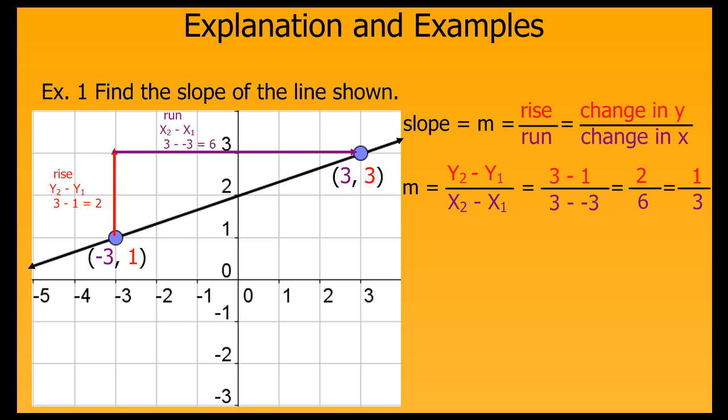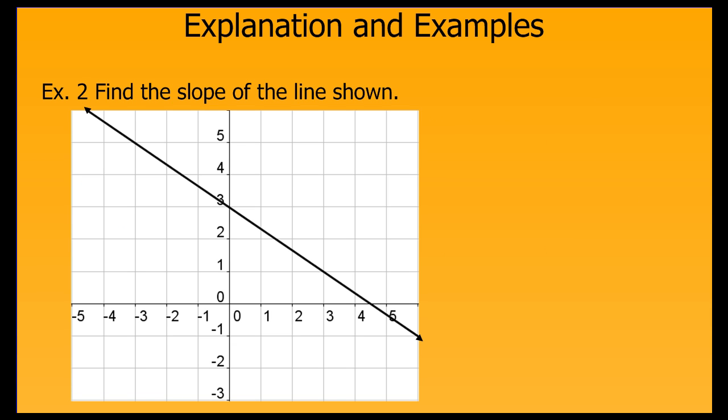For our run, we do the same thing with our x coordinates. We take the 3, which is the x coordinate of our second point, and subtract the -3, which is the x coordinate of our first point, and get a run of 6. It's very important to realize that it doesn't matter which point you think of as the first point and which you think of as the second point, as long as you do the rise and the run in the same order each time. So with a rise of 2 and a run of 6, we get a ratio of 1/3, which is our slope.